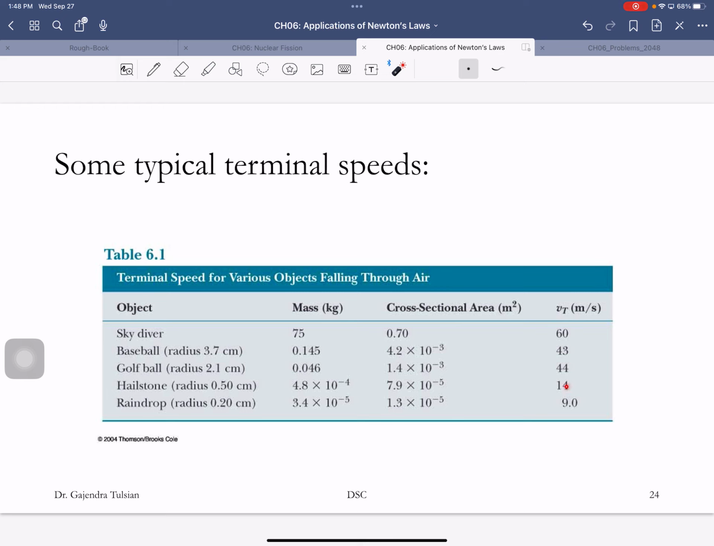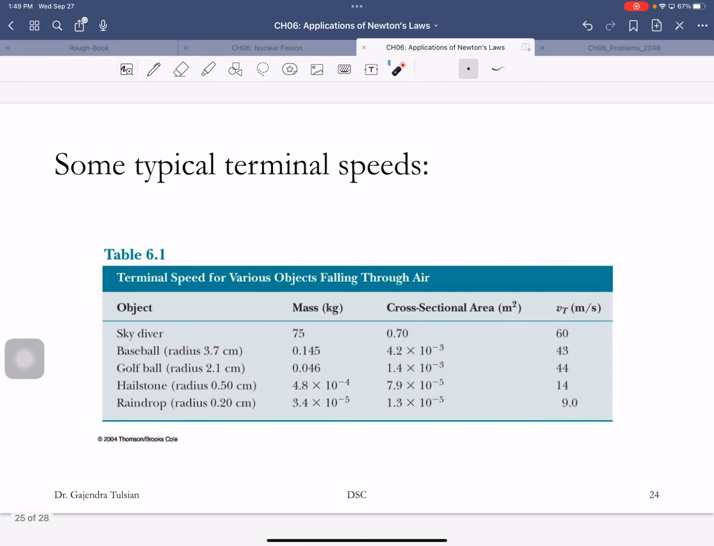Hailstones would be falling at about 35 miles an hour. Raindrops at about 20 miles an hour. Thank goodness for drag forces. If you didn't have drag forces, the raindrops would be falling too fast and you couldn't walk in the rain. Hailstones are heavier and they cause damage, and if a raindrop fell at that speed, it would hurt when it rained. So drag forces can be useful.